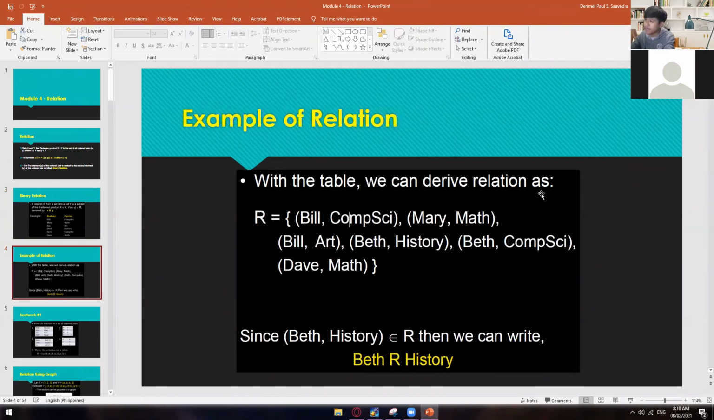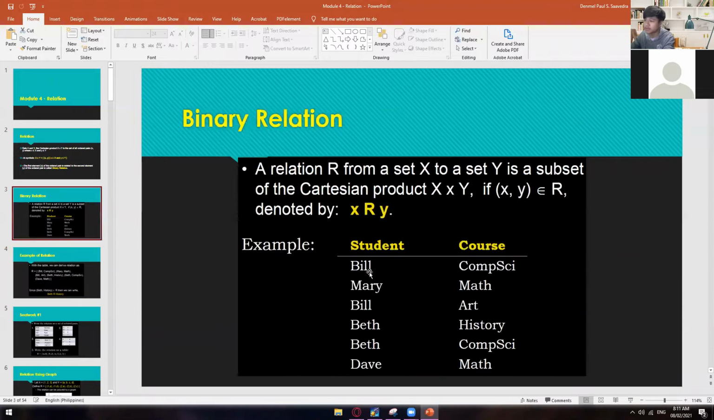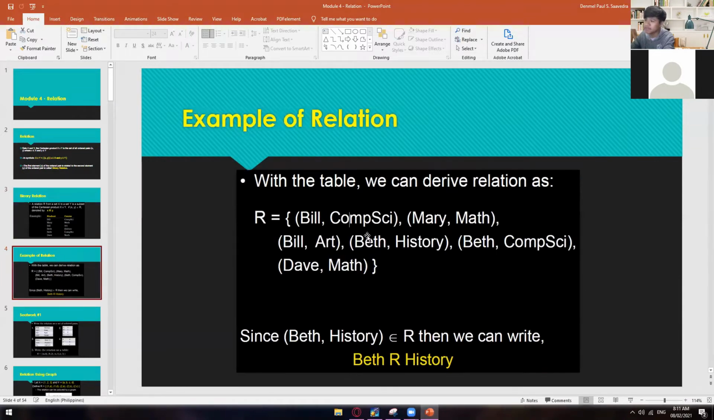So with the table, we can derive relation as Bill is related with ComSci. So basically, we just put it inside a set wherein each binary relation, okay, contains two coordinates or two elements. Okay, so of course the first one is the x or the domain, and then the second one is the range. Okay, so this one came from our table. Okay, so Bill ComSci, Mary Math, Bill Art, and so on and so forth. So this one now is in a form of a set, okay, or set relation.